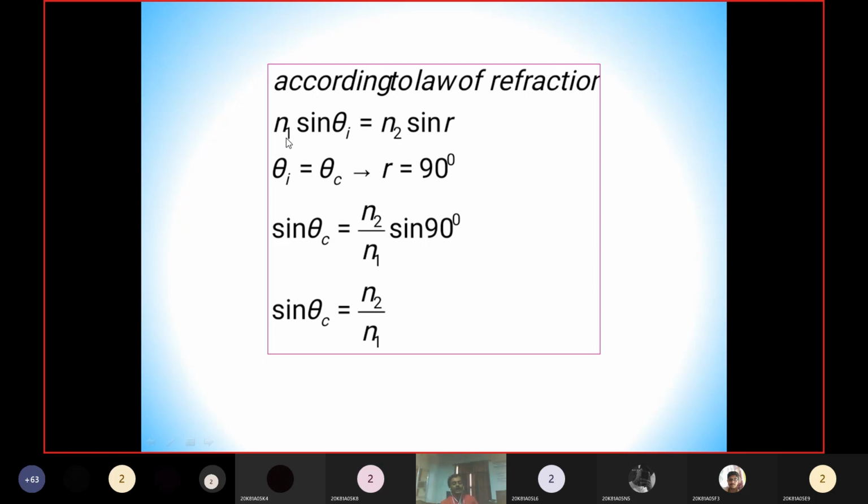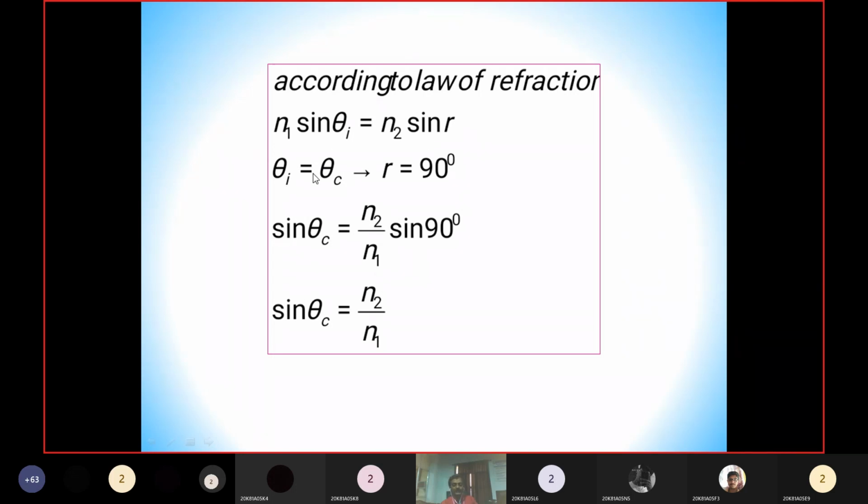n1 is the refractive index of the first medium, and n2 is the refractive index of the second medium. Now, if the incident angle theta i is equal to the critical angle, what happens?